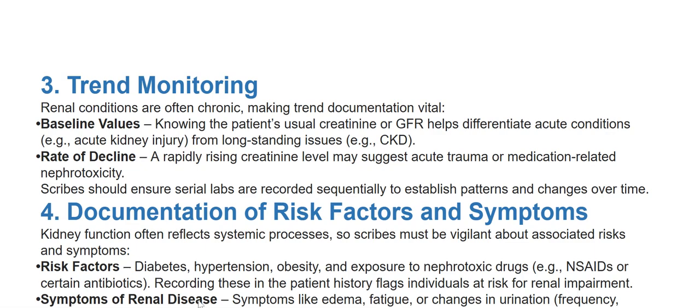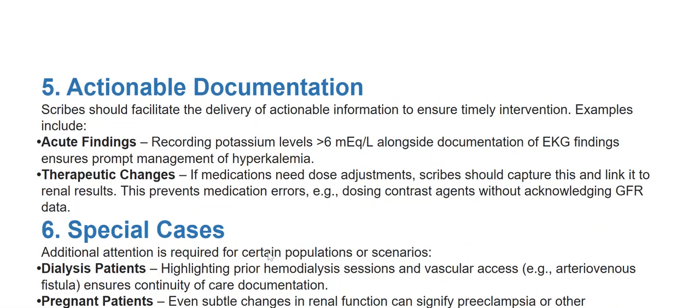Symptoms of renal disease. Kidney disease symptoms like edema, fatigue, or changes in urination, frequency, volume, or color must be noted carefully. For example, frothy urine can indicate proteinuria, commonly seen in nephrotic syndrome. Actionable documentation. Scribes should facilitate the delivery of actionable information to ensure timely interventions. For example, here we have acute findings.